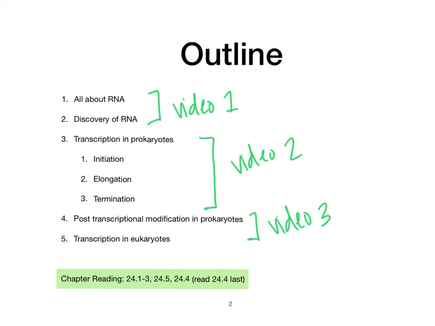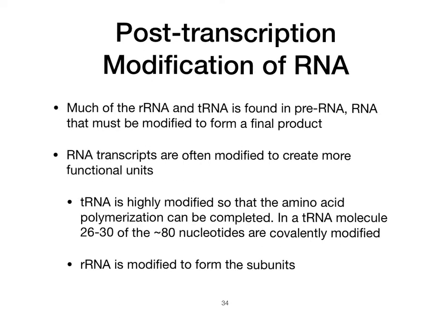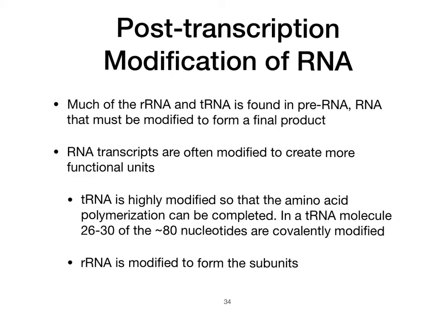So when we think about mRNA or RNA, we know that it is a really short-lived product. And so much of the rRNA and tRNA is found in pre-RNA. When we think about prodrugs or precursor molecules, we know that it is not yet the final product. And so a pre-RNA means that it's got to be modified, whether that's chemically modified or anything else. So the mRNA transcripts are modified to create a more functional unit.